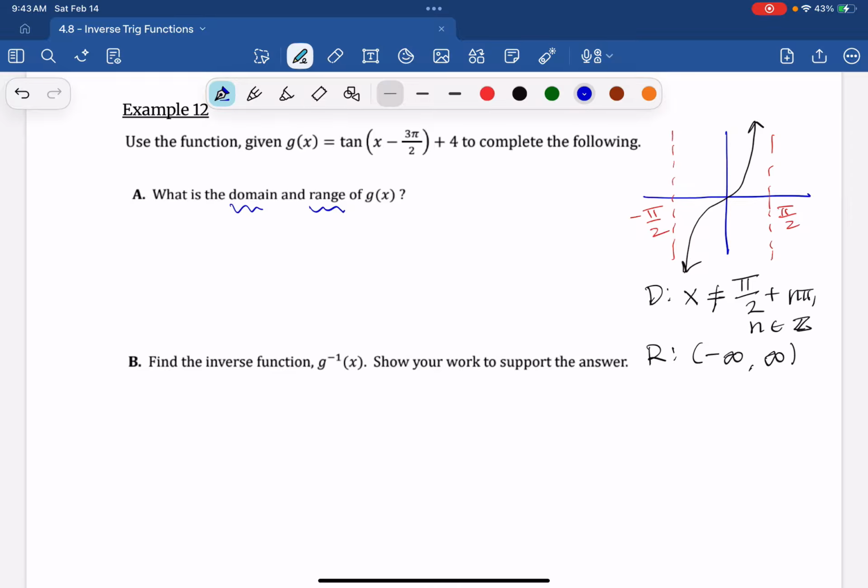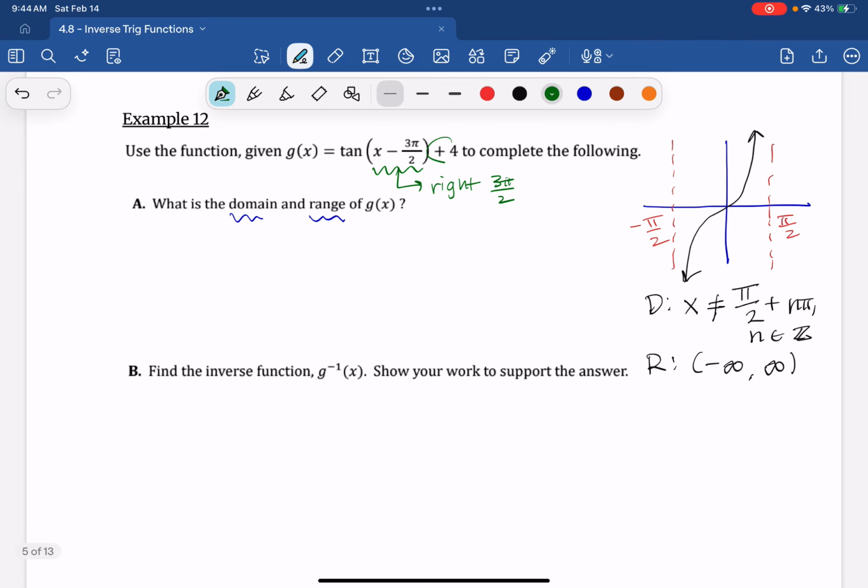So we want the domain and range of g. So we notice here that g has some transformations. So we have this x minus 3 pi over 2, which we know is going to translate the parent function to the right 3 pi over 2. So since that affects the x values, that will affect the domain. And then we have this plus 4, which will translate the parent function 4 units up. And that usually affects the range. But let's first start with domain.